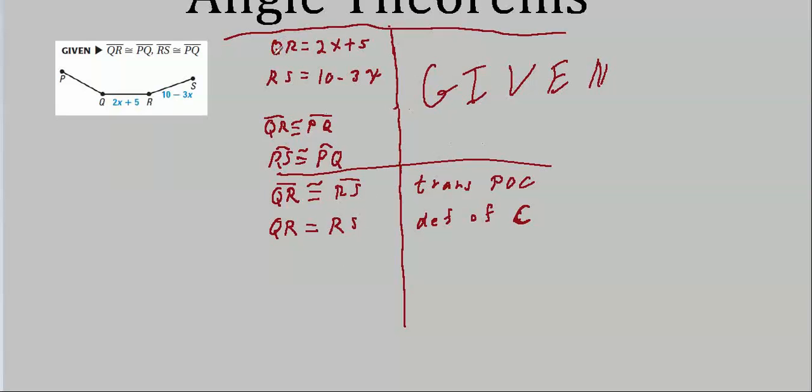Up here we have QR equals 2x plus 5, RS equals 10 minus 3x. So let's substitute and get that 2x plus 5 equals 10 minus 3x. And that's the substitution property of equality, because we're dealing with actual numbers here, not congruent objects. Okay, so what do we do next?